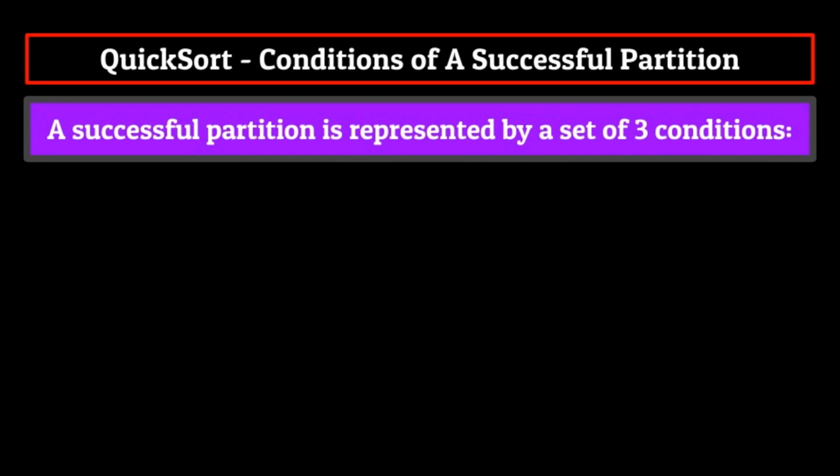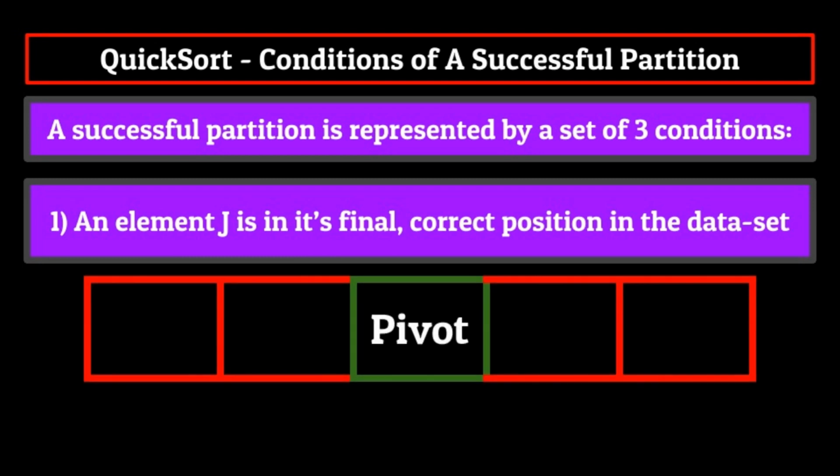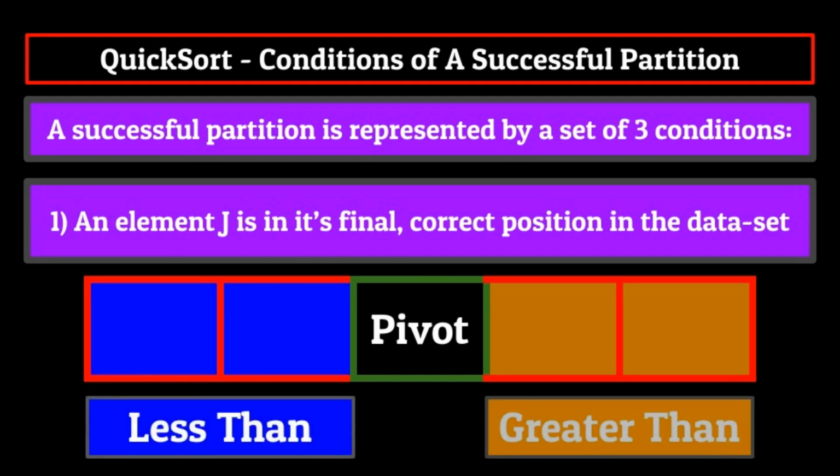Okay, so the basic idea of partitioning the dataset is represented by a set of three conditions which must be met, and they are as follows. Number 1. An element J is in its final correct position in the dataset. This condition describes the pivot which we mentioned earlier. In order to split the list into two parts, we need a pivot to serve as the partitioner, and so it makes sense that that element would be in its correct place in the list. Once we have this, we can separate the elements into either less than or greater than this pivot.